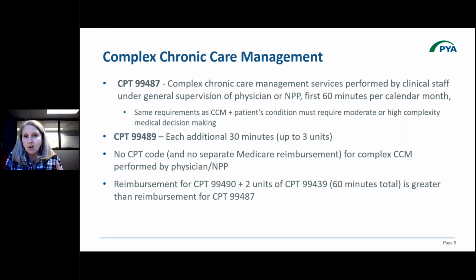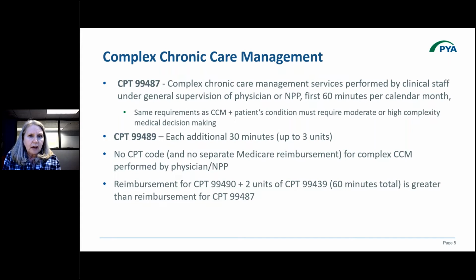So this code was intended for the more complicated cases that we anticipated would take significantly greater amount of time. As you see under this code, you can bill 2.5 hours of services. And again, the reimbursement is adjusted accordingly. Interestingly, there is no CPT code and thus no separate Medicare reimbursement for complex CCM furnished by a physician or non-physician practitioner. There's only the code available for when clinical staff provides this service.